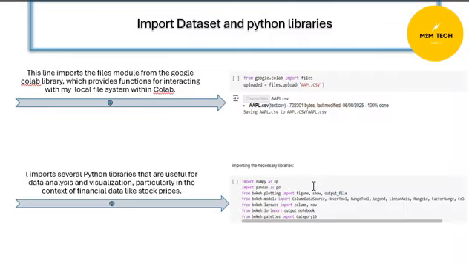Before starting the analysis, I import my data set and Python libraries. First, in this part, I import the data set from Google Colab, import files to upload the Apple CSV, and upload it. Then I import the necessary libraries for later data analysis, visualization, and chart creation.